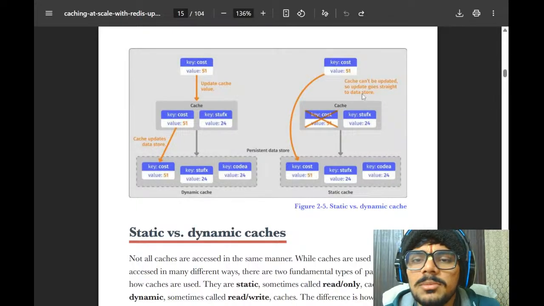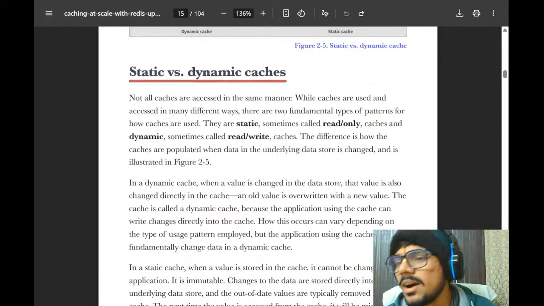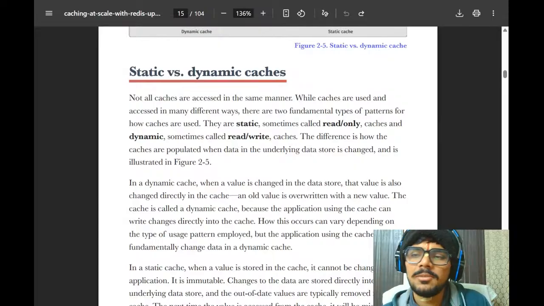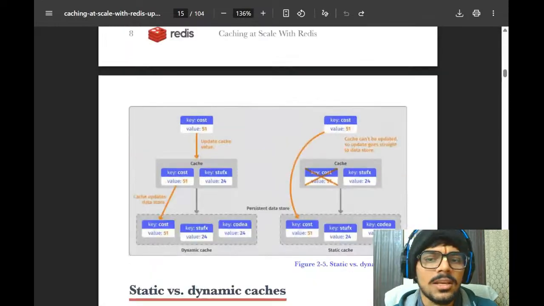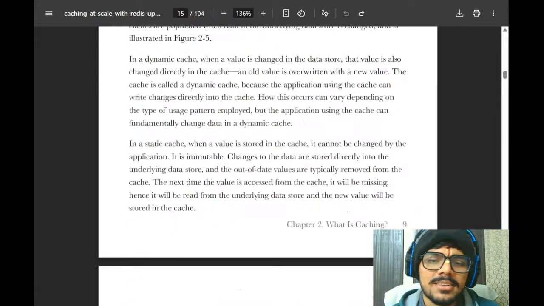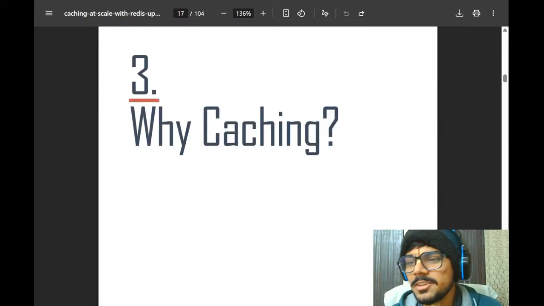Cache can't be updated, so the update goes through the data store. That's why I was saying, static is like you can't update any particular thing. It's kind of a read-only feature that has been provided. While on the other hand, dynamic caches are kind of read-write, so you can just store the whole thing and add it to the whole tree. Right, that was all about the introduction to caching.